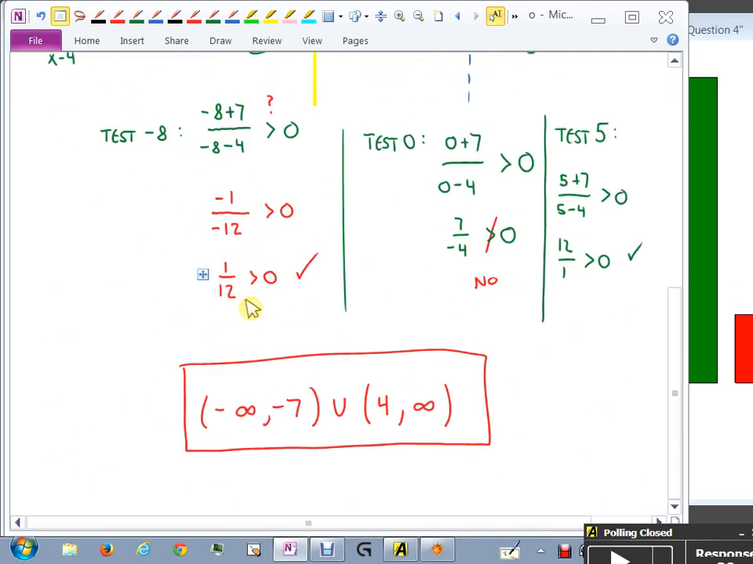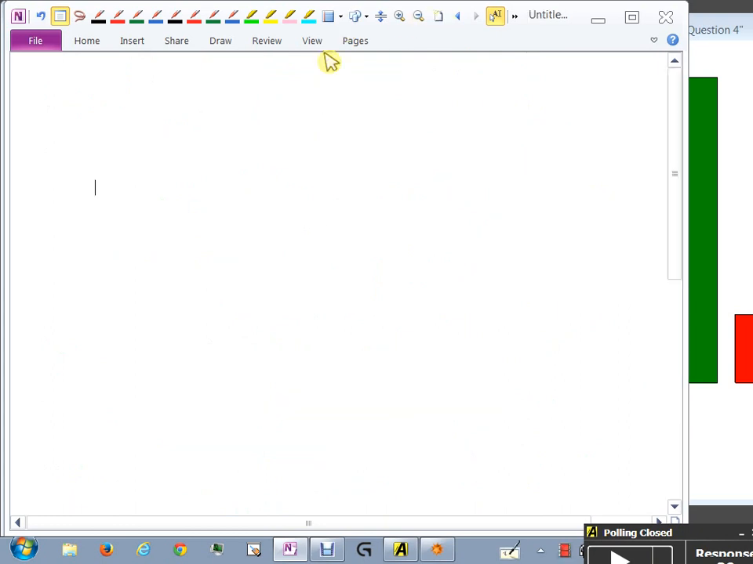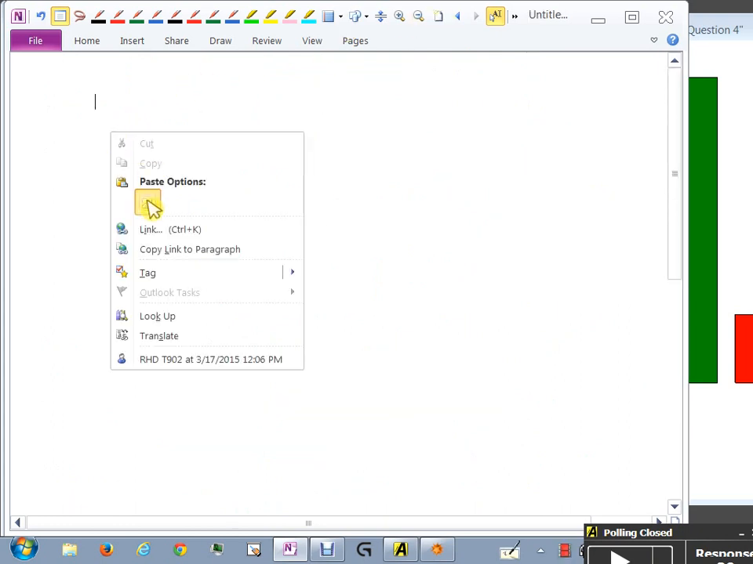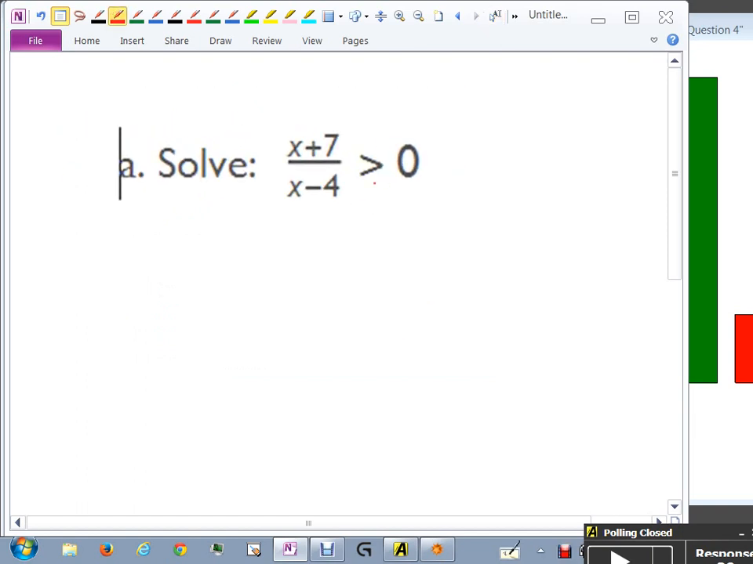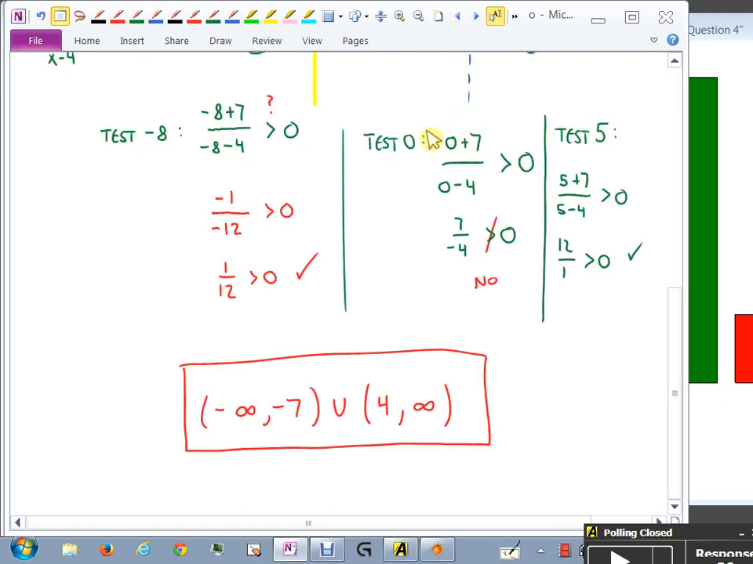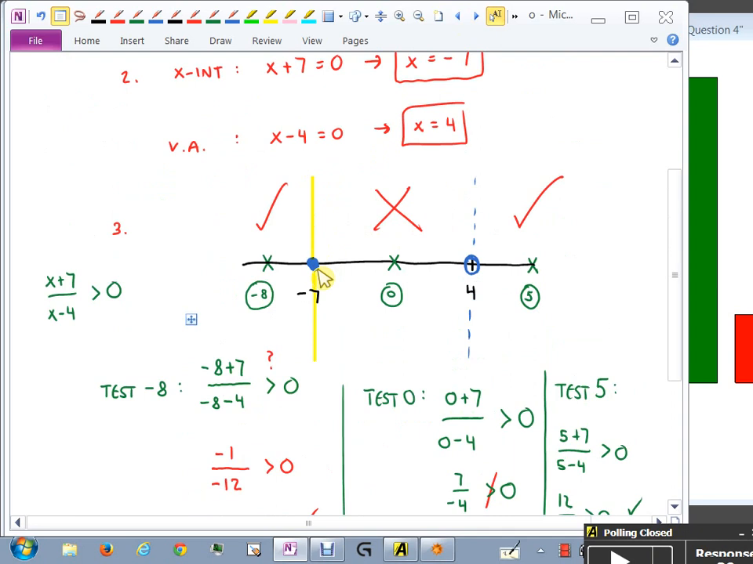Everyone have that down? Let me ask you this. What if the problem would have been changed, and instead of this, we would have put greater than or equal to? I would have wanted to include the negative 7, right? But I cannot include 4. Why? It's undefined there. The function has a vertical asymptote. You can't say that 4 can be there because it can't be in the original function to begin with.